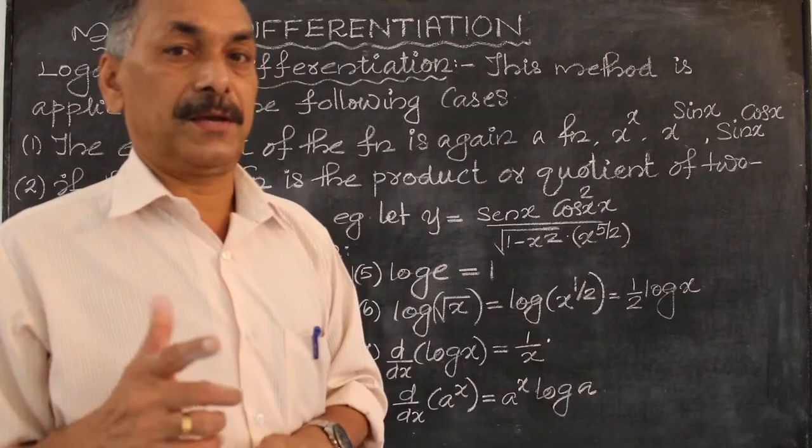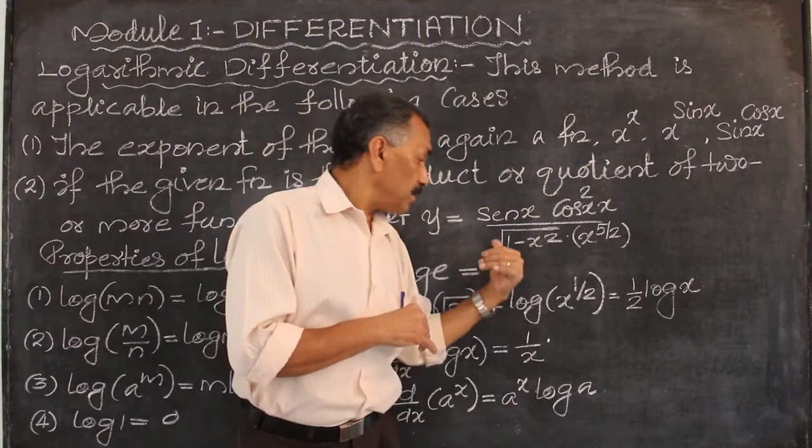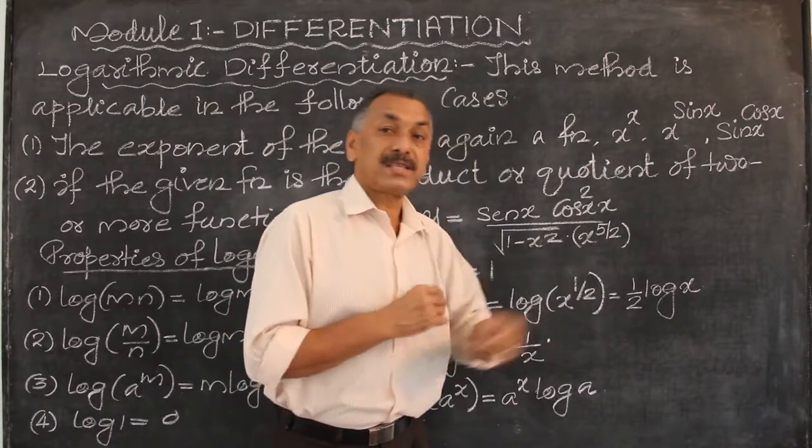For example, y is equal to sin x into cos square x divided by root of 1 minus x square into x raised to 5 by 2.